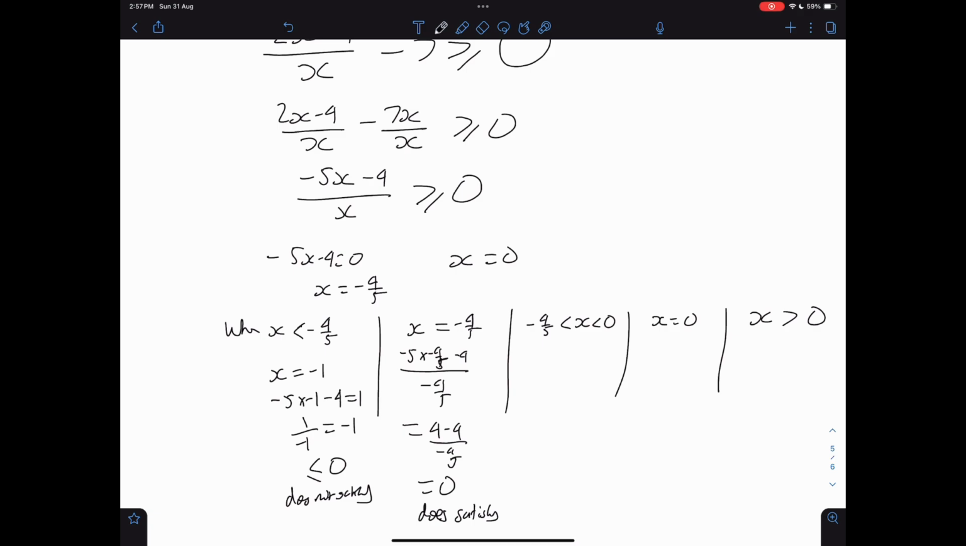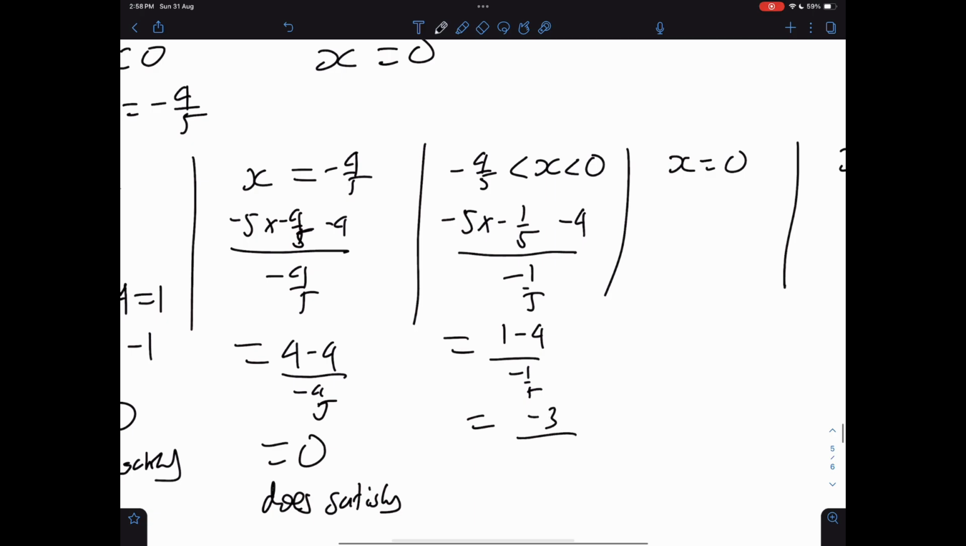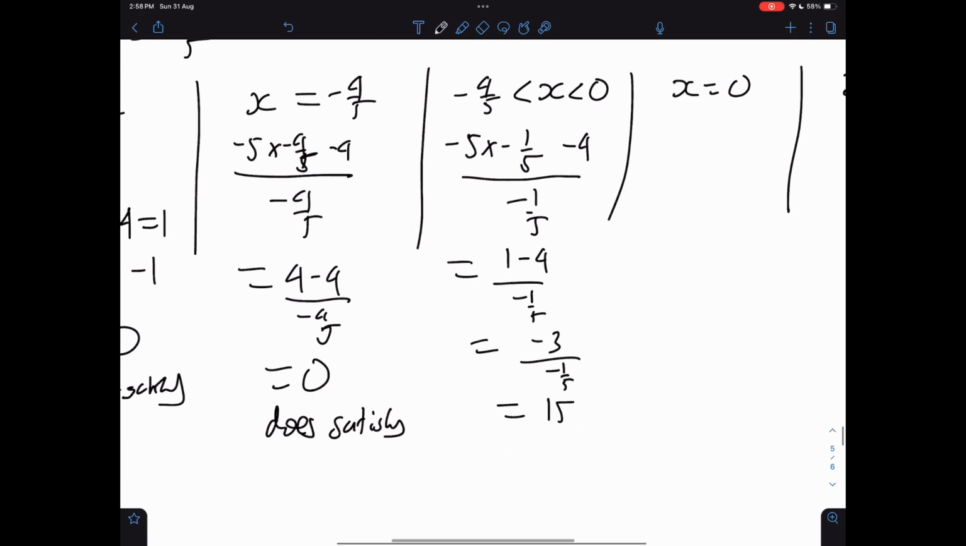And what about in here? We know that whatever one we pick in the range, because it's between the critical points, they'll all give the same result in relation to 0. So let's try minus 1/5, just to make it easy. Well, that gives us 1 minus 4 over minus 1/5. So that's minus 3 over minus 1/5, which will give us 15. And that does satisfy because that's positive.